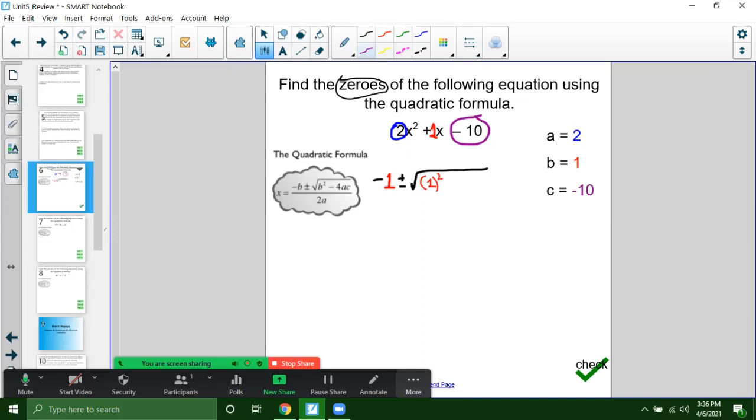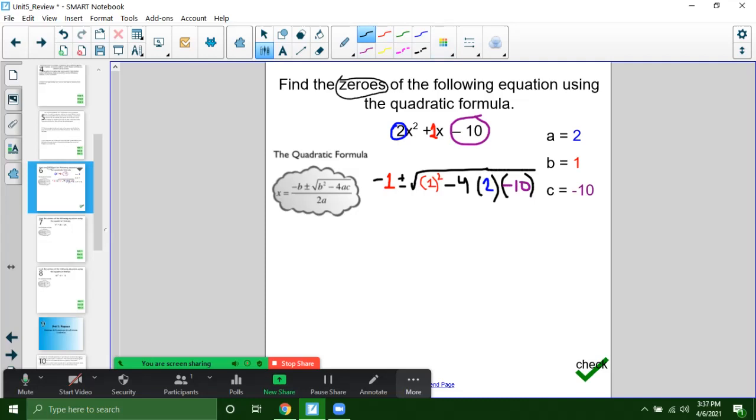Next, it says -4. So we have -4. And then we have A and C. So A is 2. And remember, I'm going to put them in parentheses because I'm going to multiply in this case. So our A is 2. And now our C, we're going to have our C right next to this here. And it's actually -10. Close your parentheses. I'm going to extend my radical because it goes all the way here.